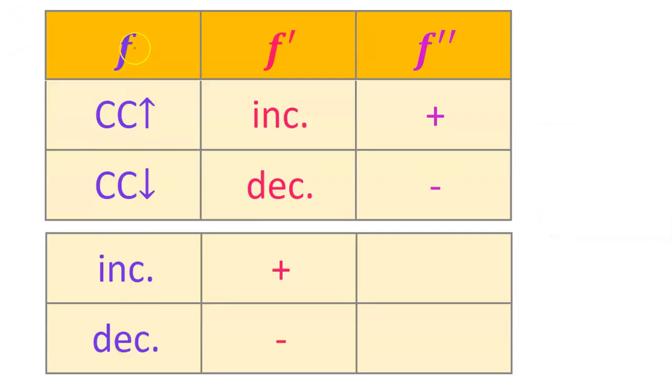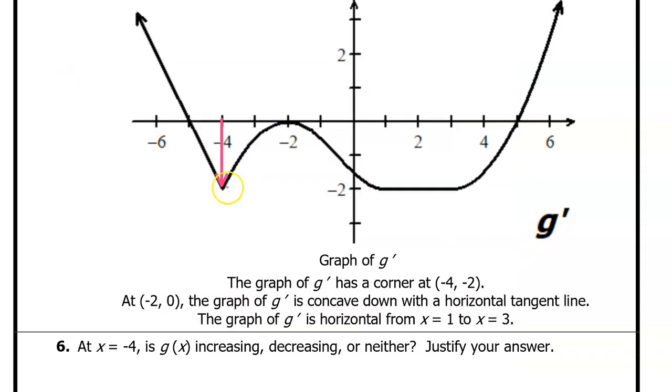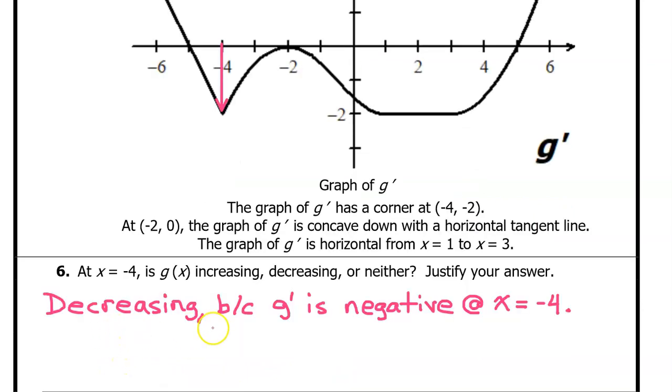So we want to know if g is increasing or decreasing, but we know that g will be increasing when g prime is positive, and g will be decreasing when g prime is negative. Looking at the graph of g prime, at x equals negative 4, we see that g prime is negative. Therefore, g of x is decreasing. Pause the video and see if you can write the justification. You should have written decreasing because g prime is negative at x equals negative 4.